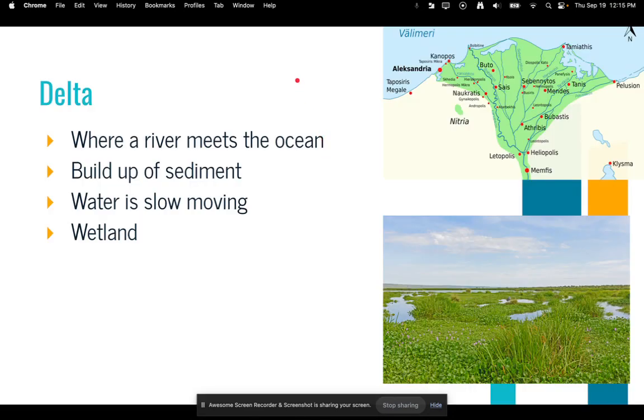Another thing that might pop up while you're researching is something called a delta. There are deltas around the world, and that is just where a river meets the ocean. There is a buildup of sediment where the ocean and the river kind of collide. You can see up here a map of what the delta looks like on the Nile. This is the Mediterranean up here, and then here's the Nile River kind of branching off. And then here is a real life picture of what a delta looks like. Typically the water is super slow moving in that area, and it creates a wetland.